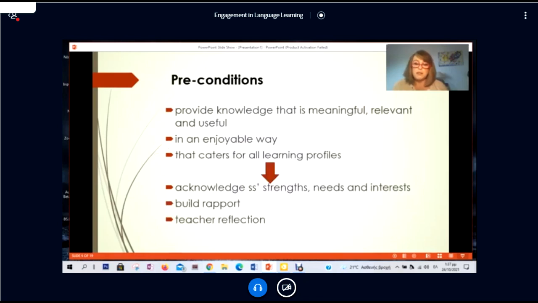At this point, it is important that we consider some essential preconditions. We provide students with knowledge that is meaningful, relevant, and useful for their lives, and we do this in an enjoyable way that caters for all learning profiles. This means that as teachers, we should be able to acknowledge our learners' strengths, needs, and interests. Building rapport from the very first lesson is a crucial part of this process, as is the practice of teacher reflection.